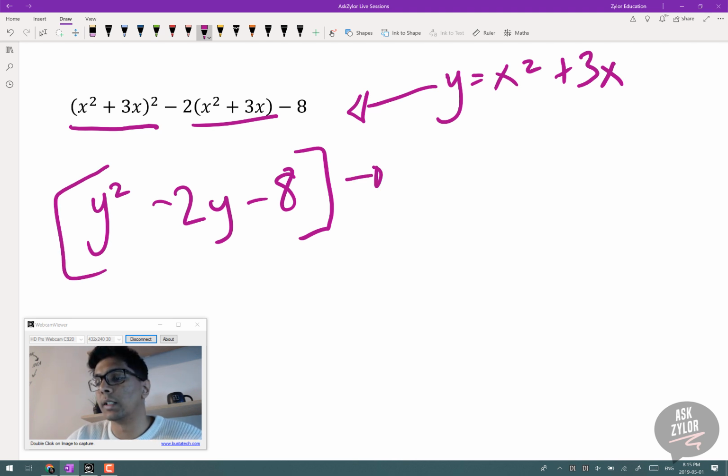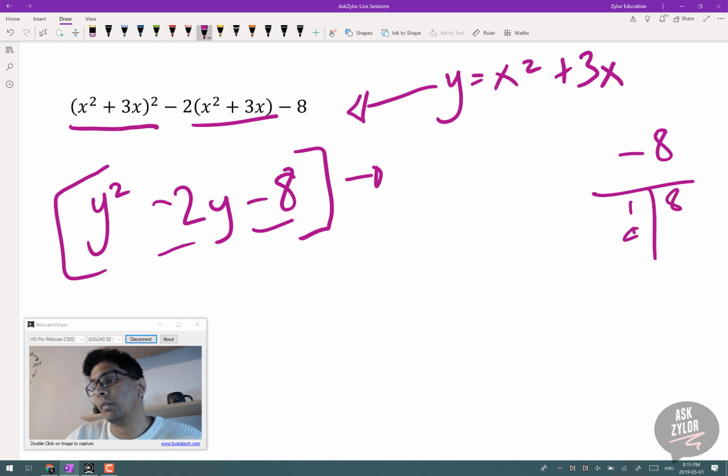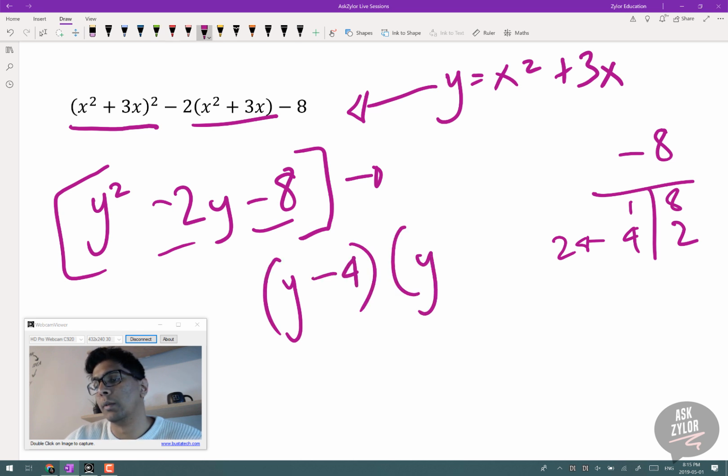Right, so how do I factor this? I'm going to look at my constant, so negative 8. What are factors for my constant that give me the difference of negative 2? Right, so I have 1 and 8. I have 4 and 2. 4 and 2, the difference is 2, so I'm going to use that. So I have y minus 4, y plus 2, as my factors.